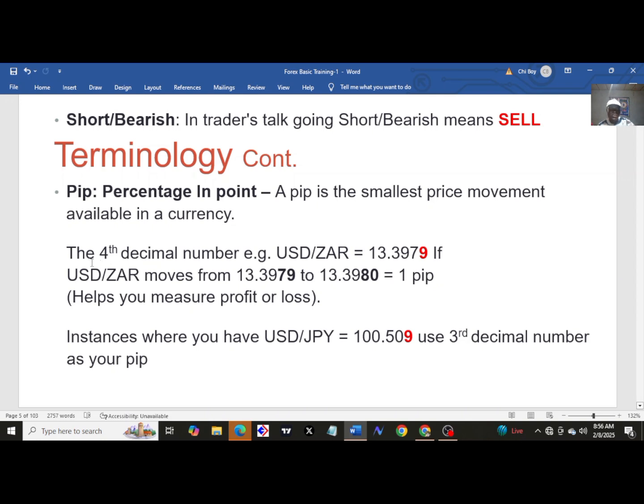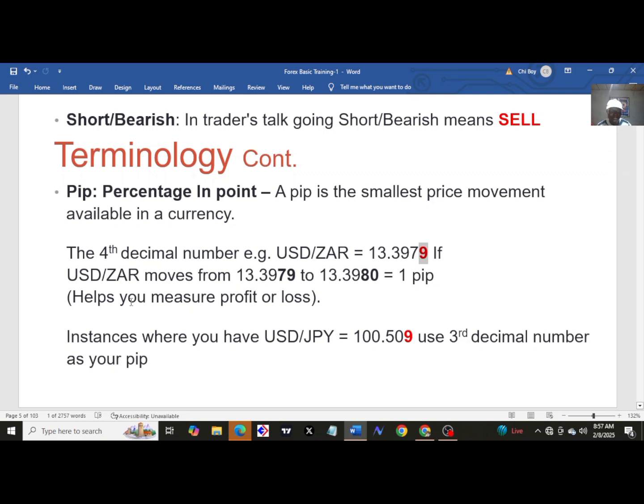So we have here the fourth decimal number, e.g. USD, which is this 9. Fourth decimal number. We have first decimal, second decimal, third decimal, fourth decimal in red. The one in red, guys, is the fourth decimal number, e.g. in US dollar against ZAR, is 9. If US dollar against South African rand moves from 13.3979 to 13.3980, that is called a 1 pip move. That is what? A 1 pip move.